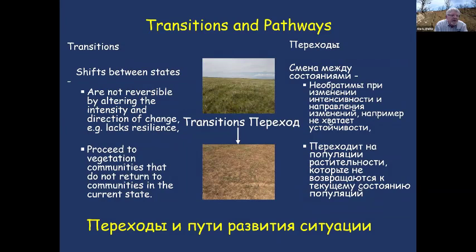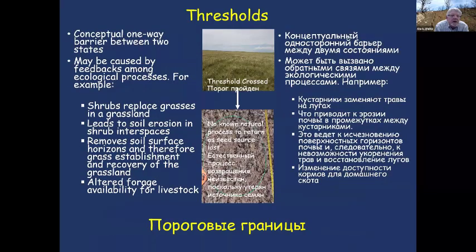Transitions and pathways. A transition is a shift between states. They're not always reversible, as we saw earlier. I have been describing that. Thresholds. That's a conceptual one-way barrier. As I indicated in our provisional ecological site description and the state and transition model, we drew a line and we said, once we start to see a significant dominance of the site by the Artemisia wormwood, we believe we've crossed the threshold, which is very, very difficult and may not be possible to cross back without human intervention.